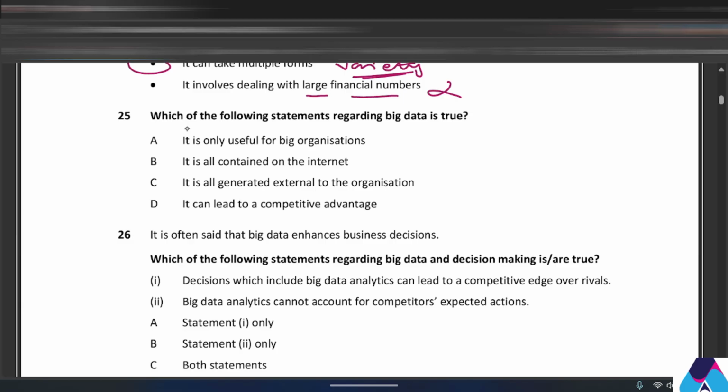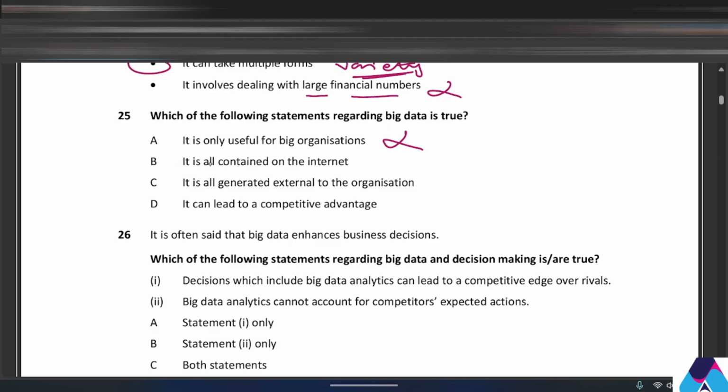Question number 25 says, which of the following statements regarding big data is true? Okay, so part A says it is only useful for big organizations. No, small organizations and medium organizations can also use big data. So this is absolutely wrong, that it's only relevant for big organizations.